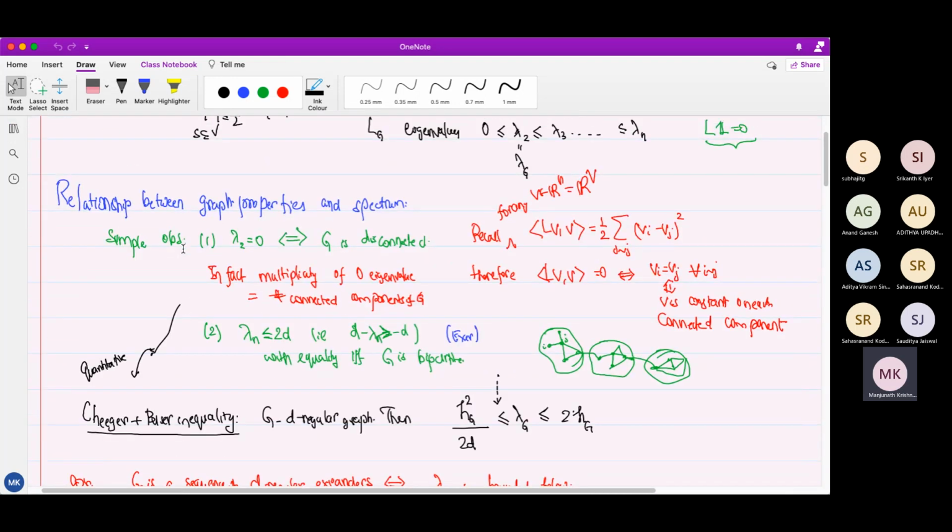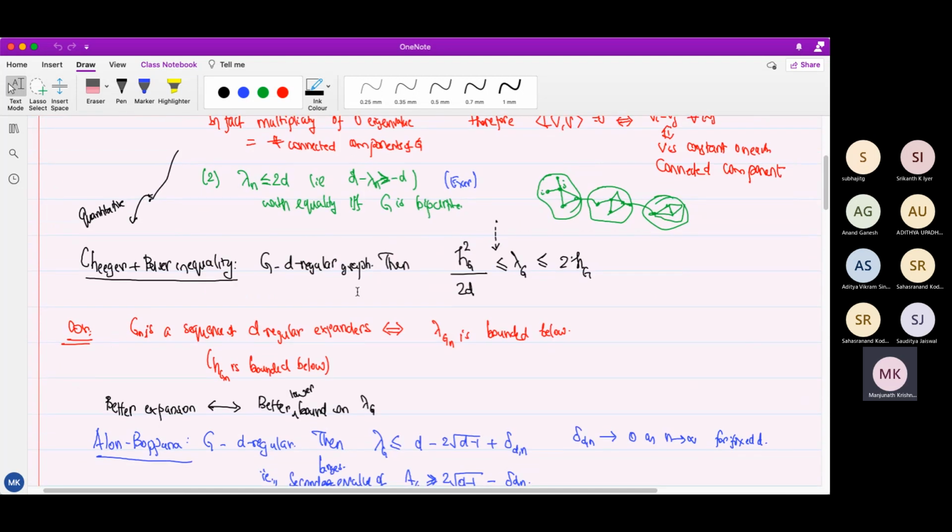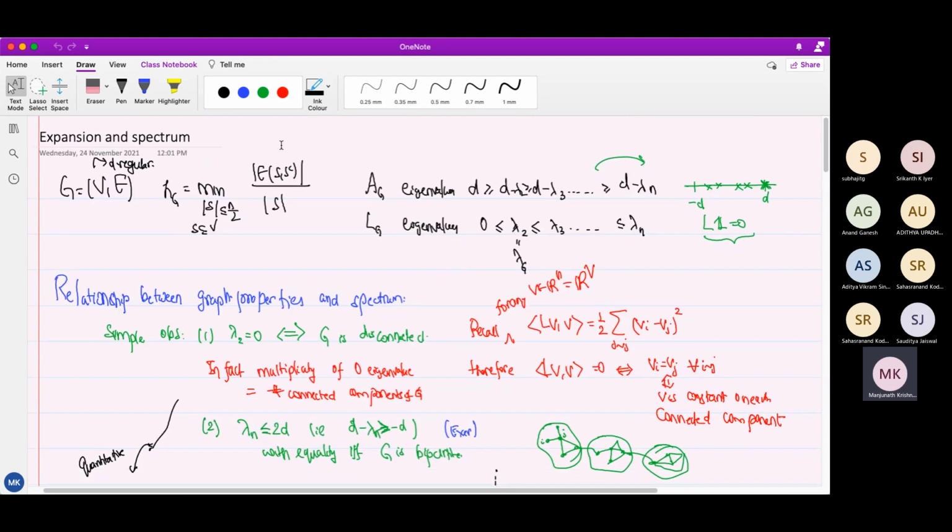So one is this great inequality of Cheeger and Buser, the Cheeger inequality. It tells us that the expansion coefficient, which if you remember is the minimum of the edges. This is the edge expansion. The minimum number of edges coming out of S divided by the number of vertices in S. You take the minimum over all S. So it's the minimum boundary to volume ratio.